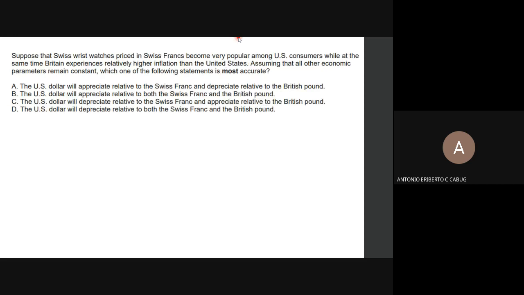Next. Okay. Similar problem, but there's an additional scenario. There are two scenarios here. Suppose that Swiss wristwatches priced in Swiss francs become very popular among US consumers, while at the same time, Britain experiences relatively higher inflation than the US. So there are two issues here, huh? Assuming that all other economic parameters remain constant, which of the following statements is most accurate? 30 seconds. Go.